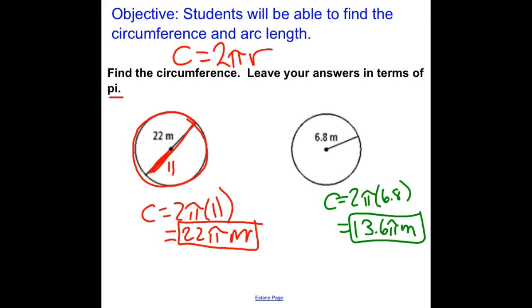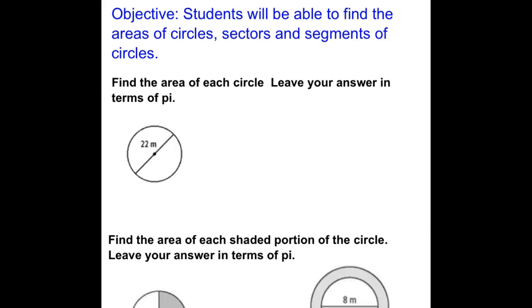After that, we started to talk about area. Area of a circle. So students will be able to find area of circles, sectors, and segments. So circles is just pretty straightforward. Area equals pi times the radius squared. So we got the same picture of a circle. It says find the area of each circle. Leave your answer in terms of pi.